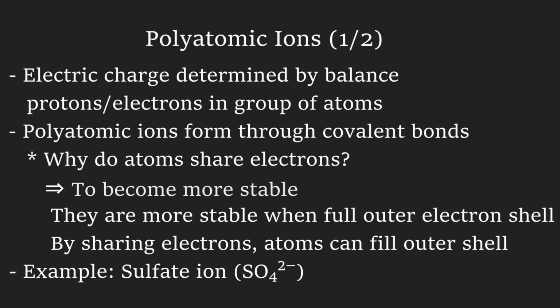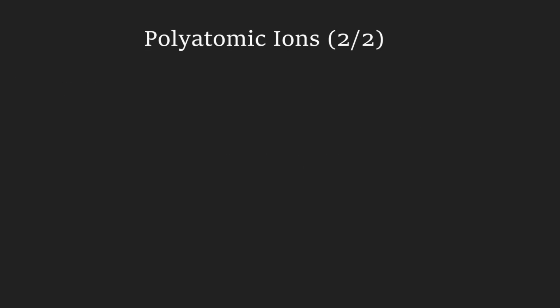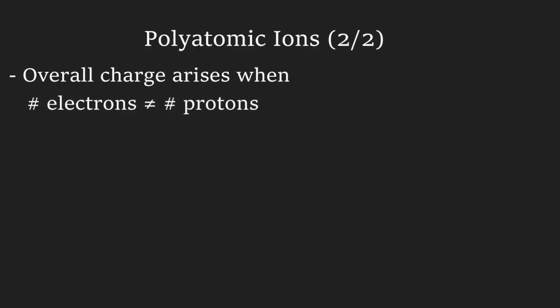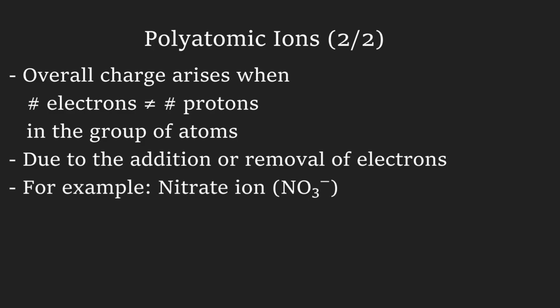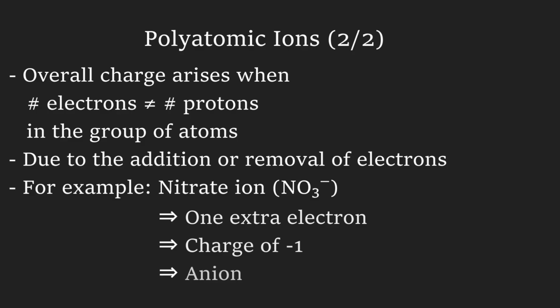What does this mean for the electric charge of the polyatomic ion? The overall charge of a polyatomic ion arises when the total number of electrons does not equal the total number of protons in the group of atoms. This can happen due to the addition or removal of electrons. For example, in the nitrate ion, the nitrogen atom is bonded to 3 oxygen atoms. The group has 1 extra electron compared to the total number of protons, resulting in a net charge of -1.